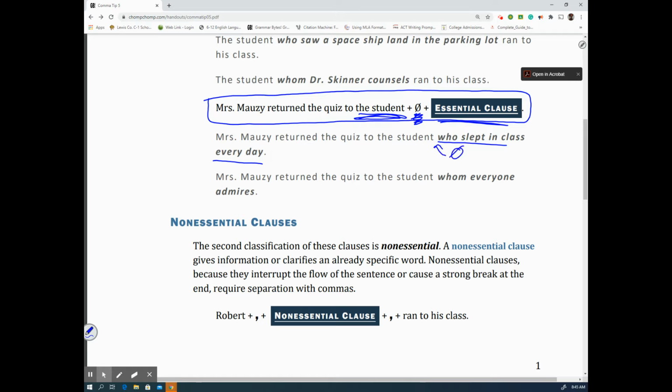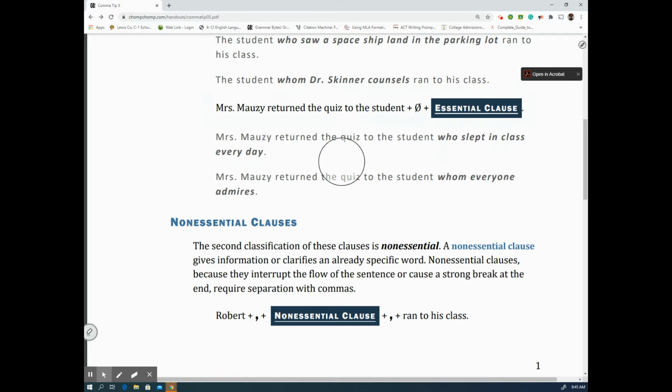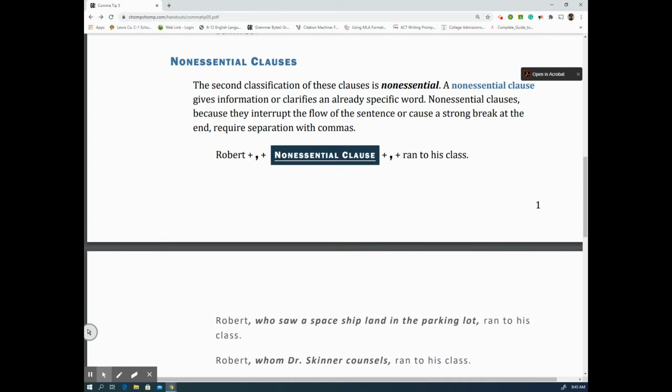Okay, nothing there. Ms. Mosey returned the quiz to the student whom everyone admires. Again, generic term followed by something explaining or further clarifying who we're talking about. No commas. All right, non-essential clause is the next one.